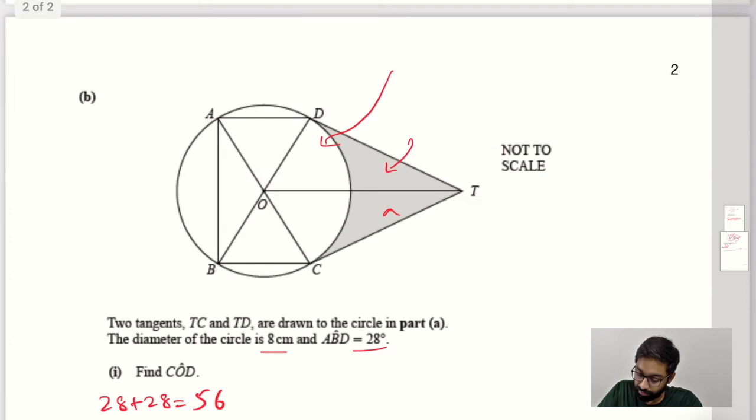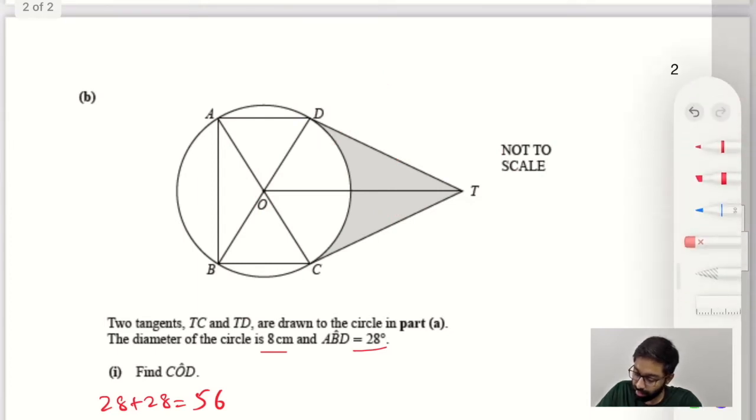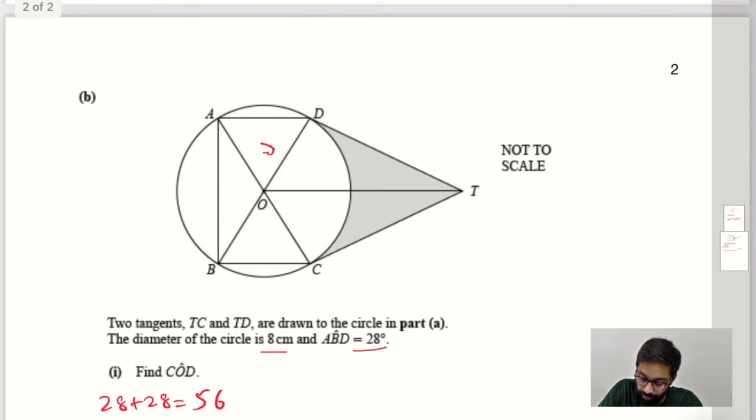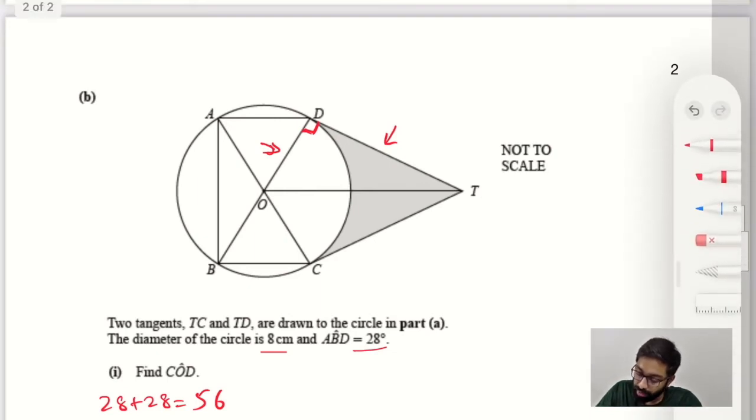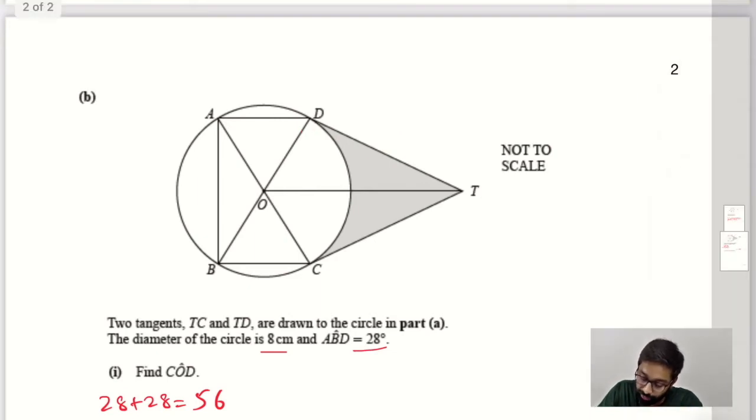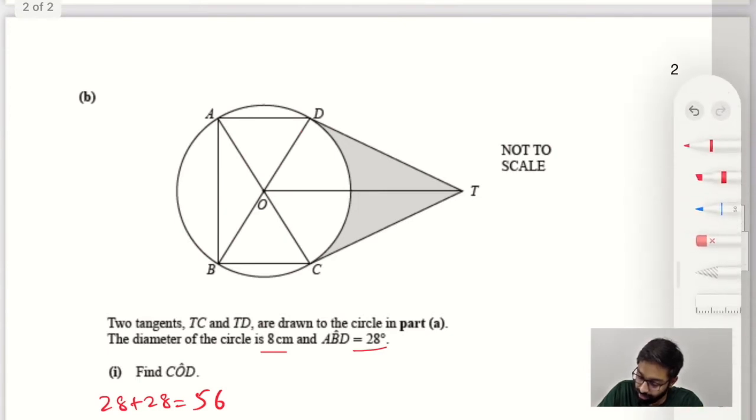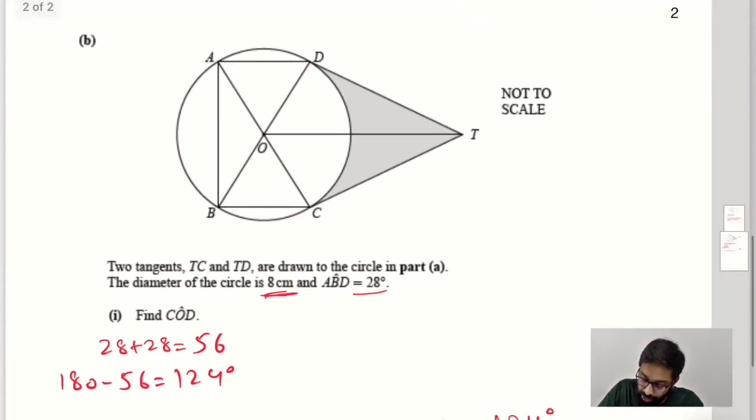But even before that, in order to find the area of triangle DOT, you will need this length and this length so that you can make this a 90-degree angle right here and use the formula of half times base times height. The length DO is of course going to be half of the diameter, which is given to us, that is 8 centimeters. So this length right here would be 4.